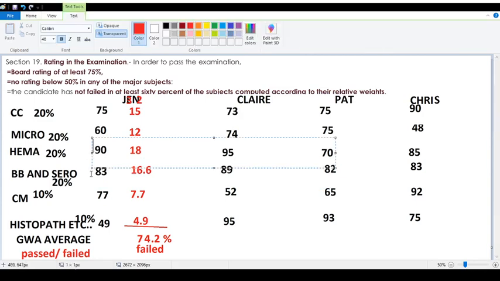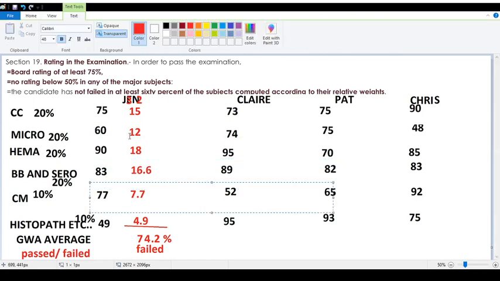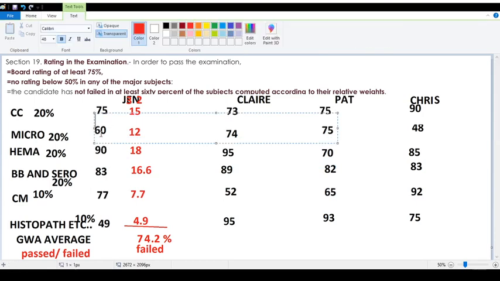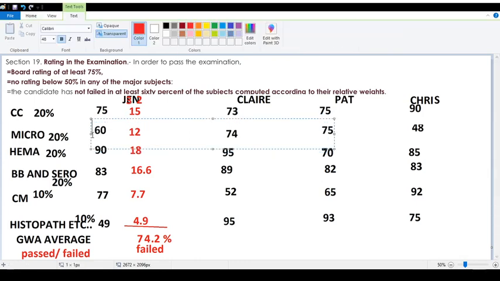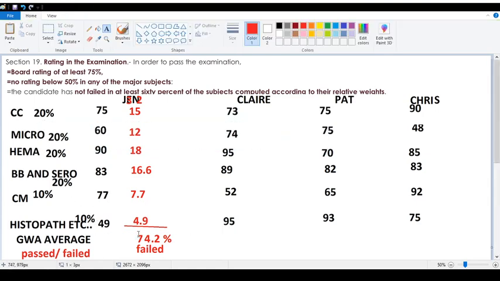This one 40, 60, 70. Okay. So he passed 70% of the subjects. Okay. So she only failed in 30%, that is in micro 20%, and in histocad 10%. Okay. Therefore, she failed the board examination because she had a rating below 75%.